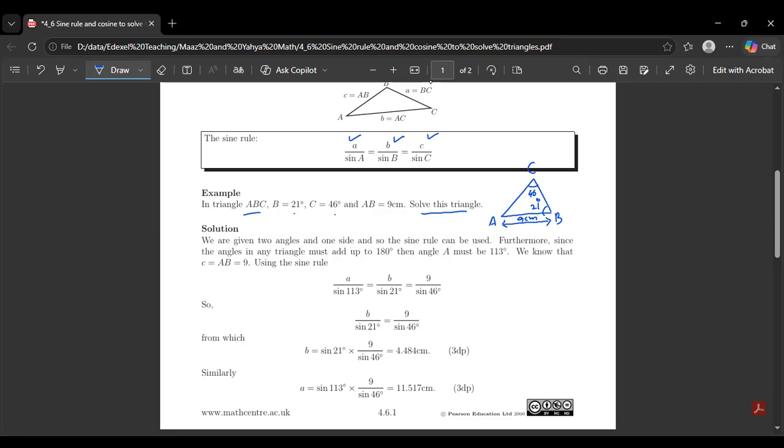That means opposite to this point B is the small b, which is going to be AC. So you will call AC equal to b, which is the side opposite to B, right? And here we have the small a, which is opposite to capital A, that is the vertex, which is also equal to BC, right? And then we know AB is 9 centimeters. So the two sides are unknown, right?